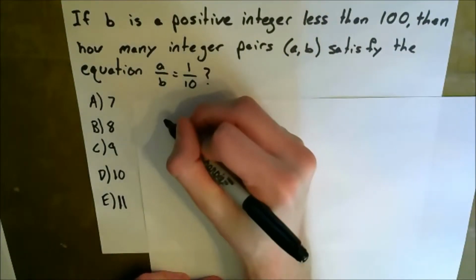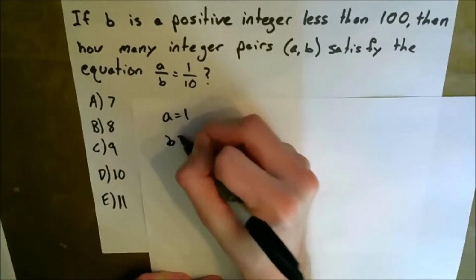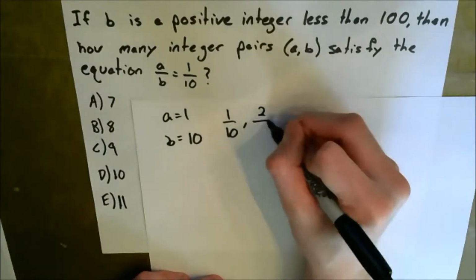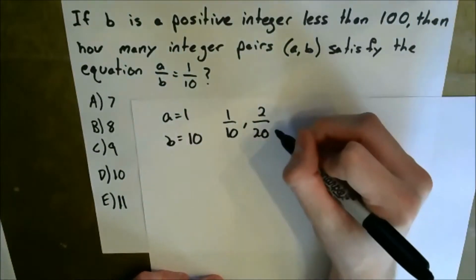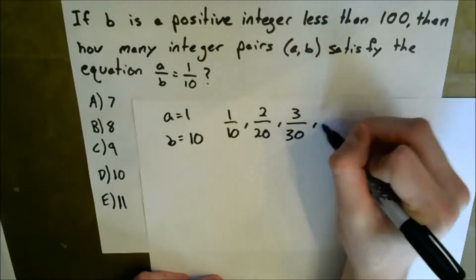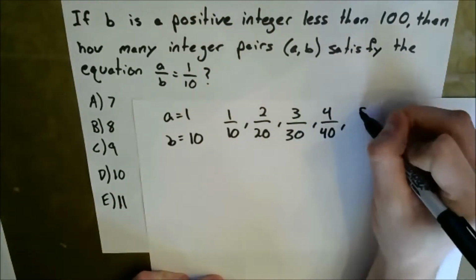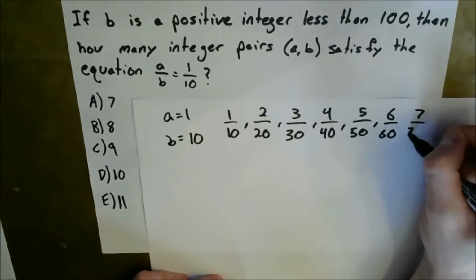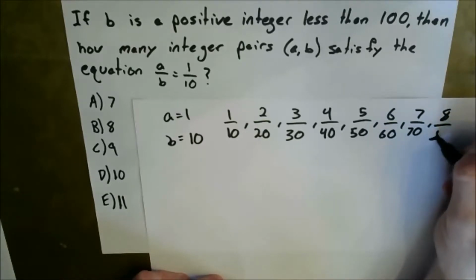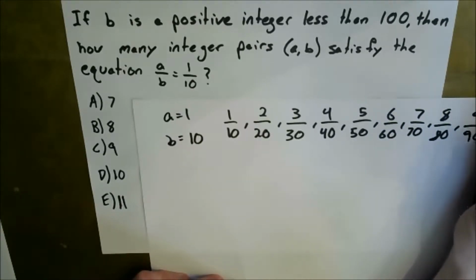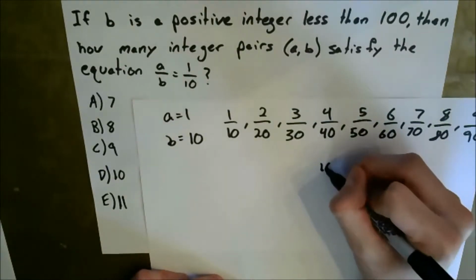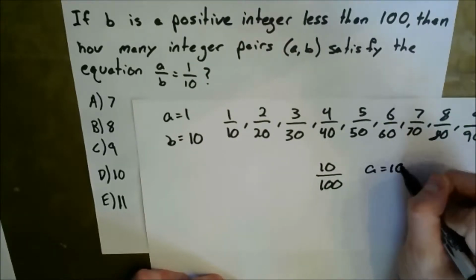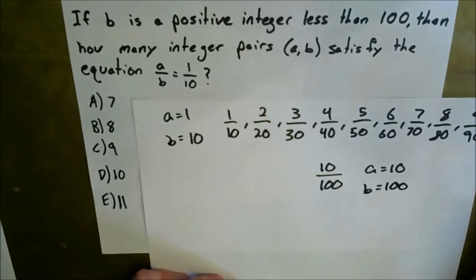So let's start off. We know if a equals 1 and b equals 10, that works. That's 1 over 10. We can continue, say a equals 2 and b equals 20. That works because that simplifies to 1 over 10. And we just continue up the ladder here. 4 over 40, 5 over 50, 6 over 60, 7 over 70, 8 over 80, getting redundant, I know, 9 over 90, and then we stop, because the next one would be 10 over 100, but this doesn't work, because this would mean a equals 10 and b equals 100. That means b is not less than 100.